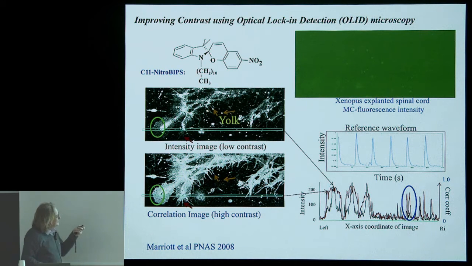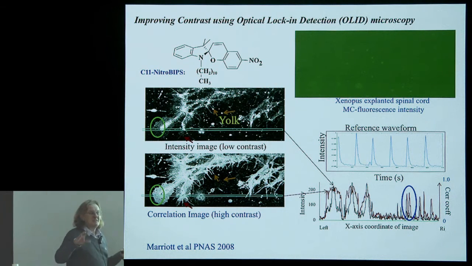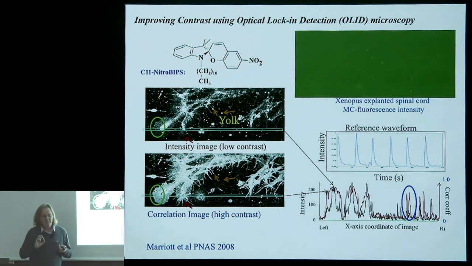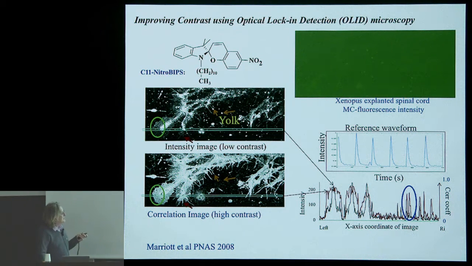The background is present. It's just not switching. So the correlation coefficient of the background is 0, whereas the correlation coefficient of the lipid probe in very strong regions where it's localized, where it's immobilized, can be as high as 1. You see the yolk fluorescence is completely gone because the yolk fluorescence does not switch, so the correlation coefficient is 0. So we can improve image contrast simply by looking for this optical switching signal in the fluorescence within a very complicated field like this. So this is what we call optical lock-in detection imaging microscopy.